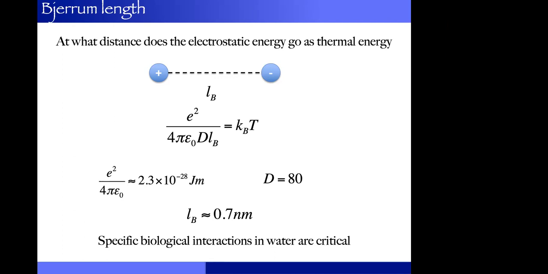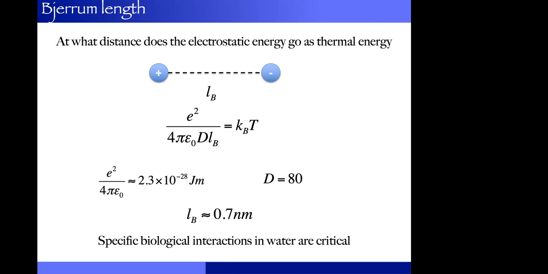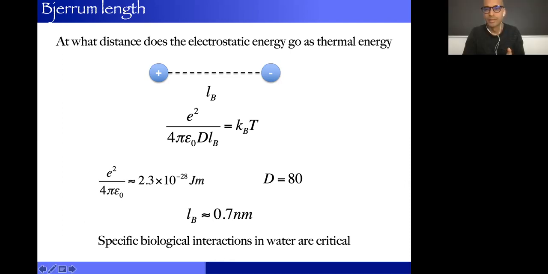Okay. So why is this important? Well, this 5 angstrom to one nanometer length scale is the length scale that defines many specific biological interactions.